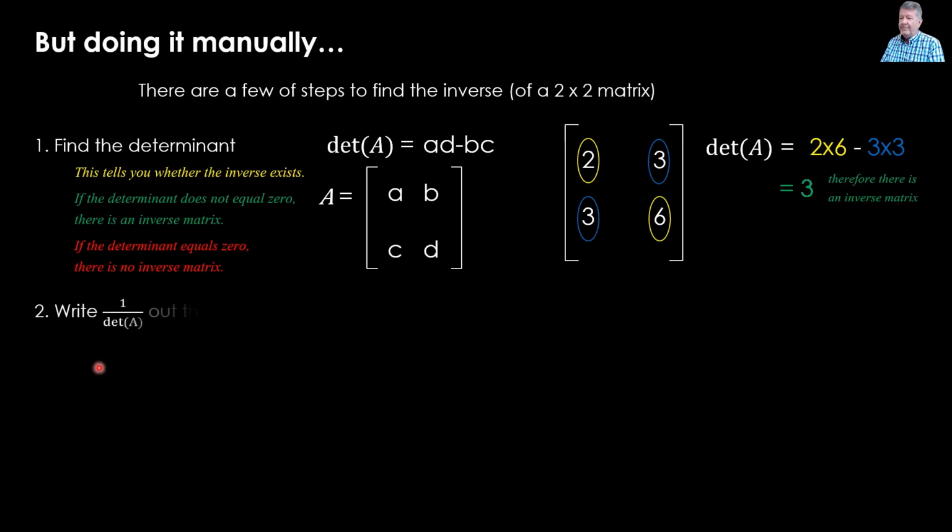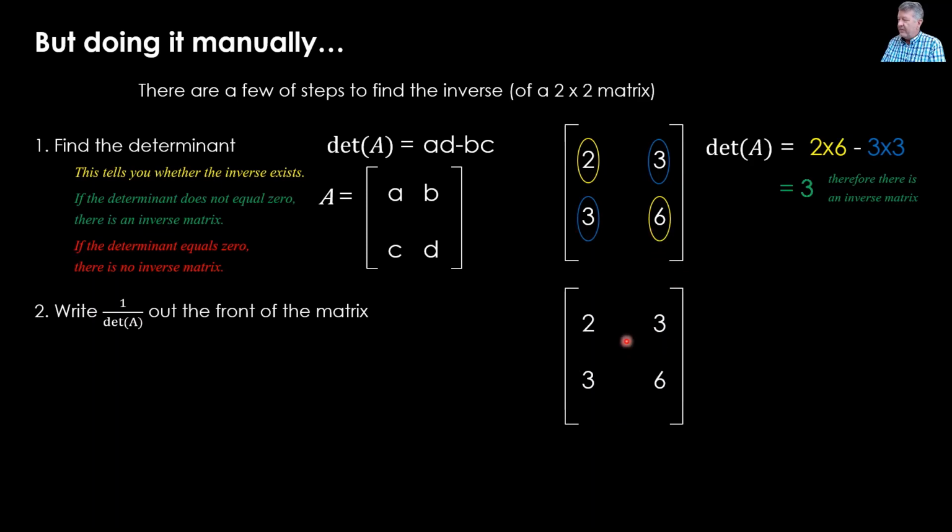Step 2, write 1 over whatever the determinant is out the front of the matrix. So let's write our matrix again. So here's our matrix. Haven't changed anything. But out the front, we need to write 1 over the determinant, which was 3. Okay, so it's 1/3.